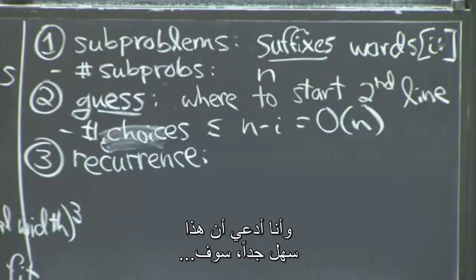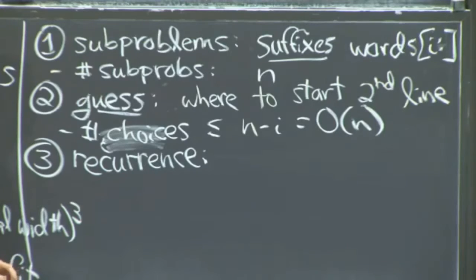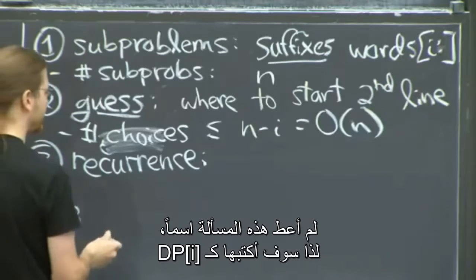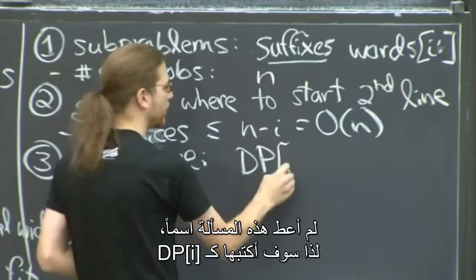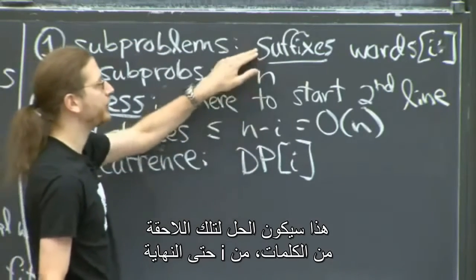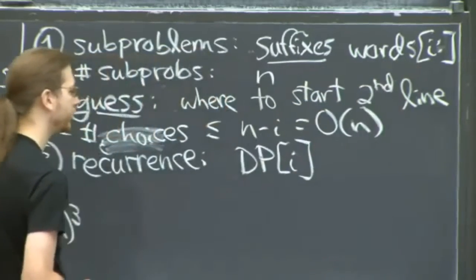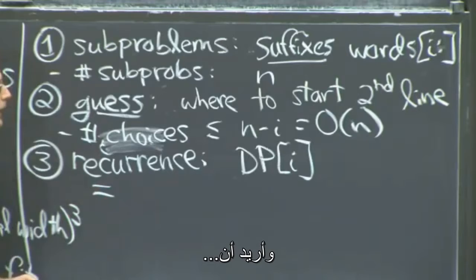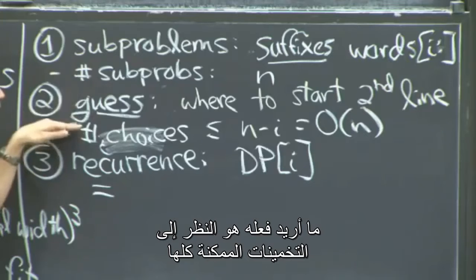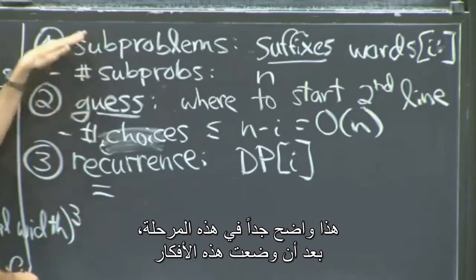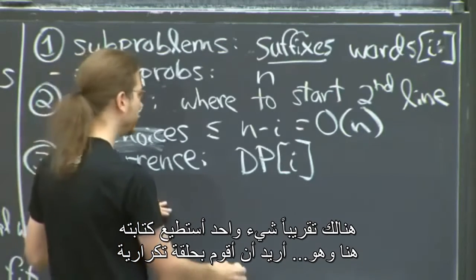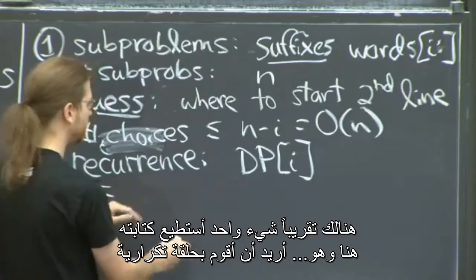I claim this is very easy. I didn't give this problem a name, so I'm just going to write it as dp of I. So this is going to be the solution to that suffix, words from I onward. What I want to do is consider all possible guesses. This is going to be pretty formulaic at this point. After I've set up these ideas, there's pretty much only one thing I can write here, which is I want to do a for loop.